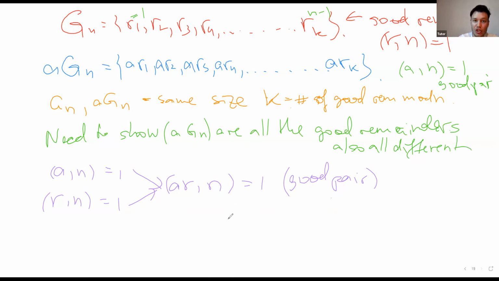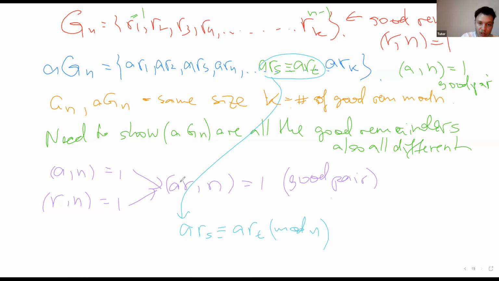Well, again, let's assume that there are two of them that are the same. So maybe ARS is going to be the same as ART here, right? Well, then what's the problem? If I had some ARS congruent with some ART mod n, first of all, notice one thing: A is good to n. So because A is good to n, I can cancel the A. So what would I get? I would get that RS is congruent with RT mod n.